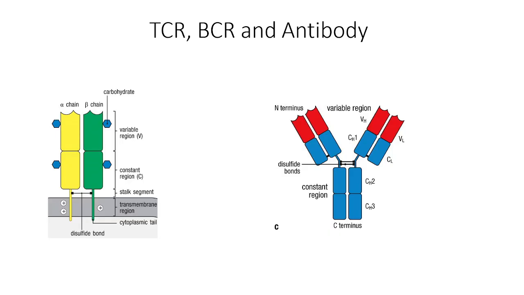For a B cell receptor or an antibody, it's Y-shaped, two heavy chains and two light chains. Located at the tip of the Y is the variable region that forms the antigen binding site. The constant region forms the stem and the lower arms of the antibody, and the disulfide bonds connect the heavy to heavy and the heavy to light chains. The B cell receptor is membrane bound with a stalk or a tail, and antibodies are the secreted soluble forms.